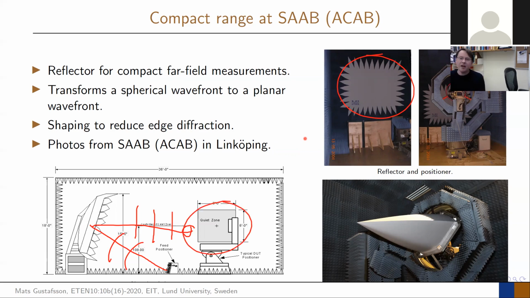And then you put your antenna here in a specific zone, and it actually measures it as if it was in the far field of this one. So you transform this feed with the reflector to look like it was further away than it was, in the same way as you do in optics with a lens in some ways.